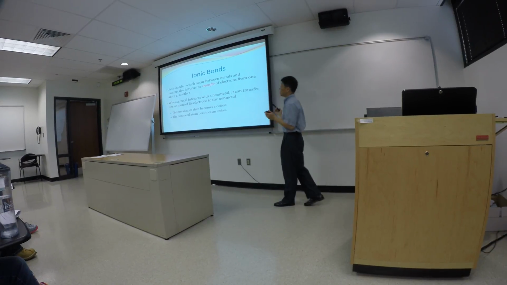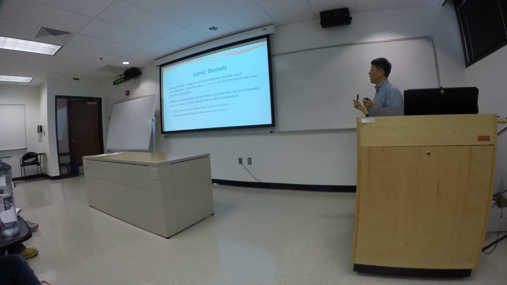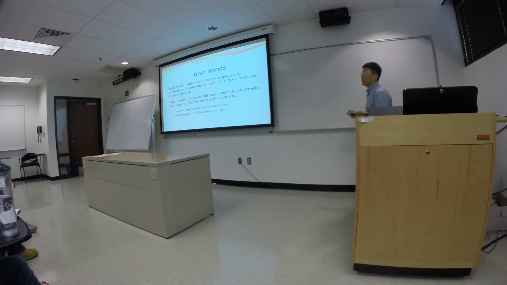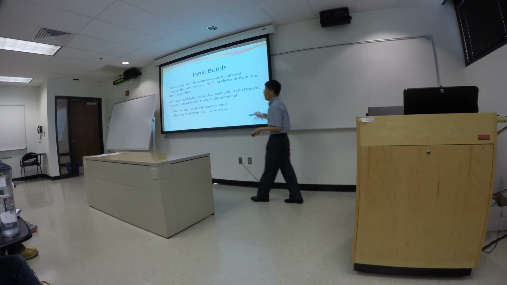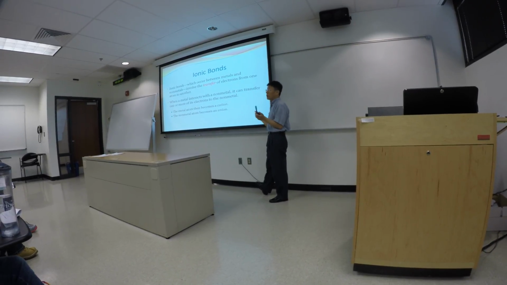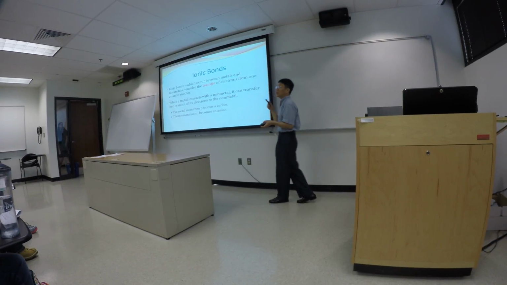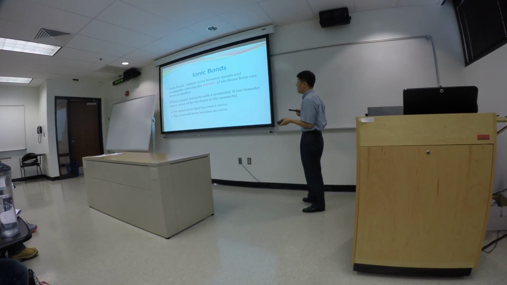Now, when a metal interacts with non-metals, it can transfer one or more electrons to the non-metal. So metal atoms, as we mentioned in chapter 2, will become positively charged. The term there is cation. The non-metal element will become negatively charged. The term for that is anion.